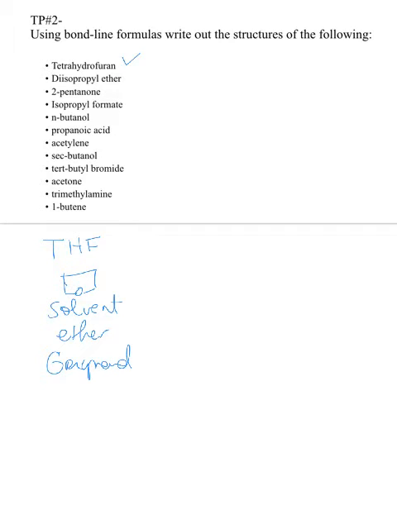Okay, diisopropyl ether. This is another solvent, diisopropyl. So that's 3 carbons, 1, 2, 3. And that would be diisopropyl ether. It's also an ether solvent. A lot of your ethers are solvents, and these are low boiling points.